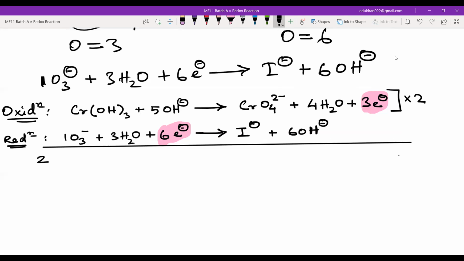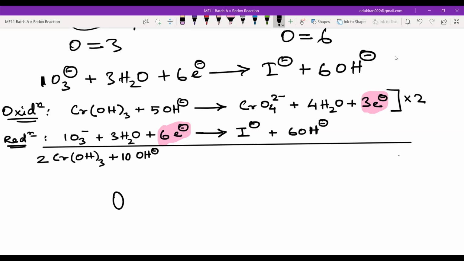Okay, 10 OH negative plus IO3 negative plus 3H2O. That's it. It is going to give me 2 CrO4 2 negative plus 4 times 2 is 8 H2O plus I negative plus 6 OH negative.